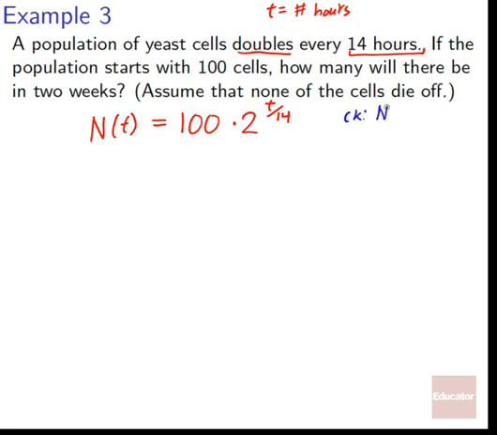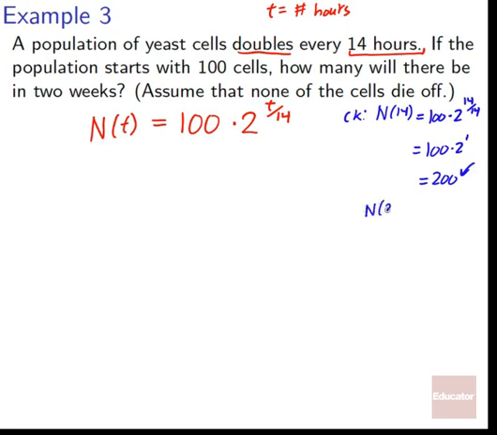So if we had n at 14 hours, we'd have 100 times 2 to the 14 over 14, which would simplify to 100 times 2 to the 1. So we'd get 200. So that part checks out. And let's try one more just to be sure.